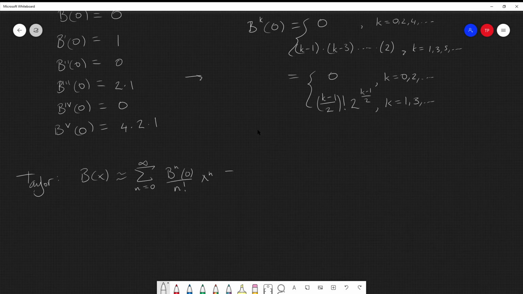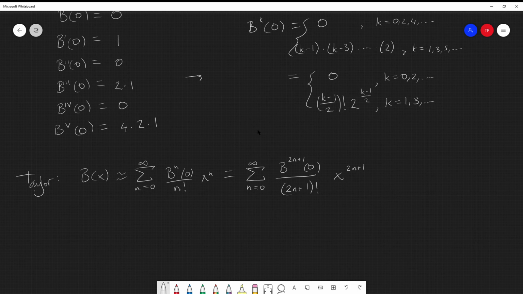And now we can actually use something that we know, which is that b n is only non-zero for n odd. So we can exclude some terms from this and just rewrite it as the sum from n equals 0 to infinity of b 2n plus 1 of 0 divided by 2n plus 1 factorial and then x to the 2n plus 1. Because the sum is to infinity, we don't need to explicitly say we've gone from n equals 1 to 3 to 5. We can just say from 0 to infinity, but we multiply by 2 and add 1 each time. So we've excluded all of the even terms from this sum.